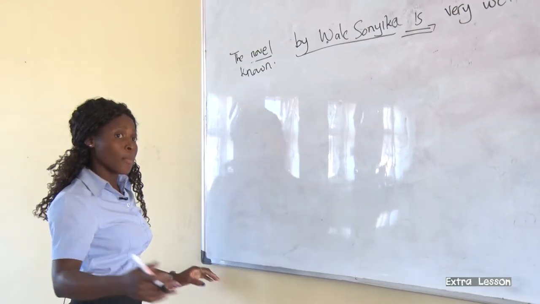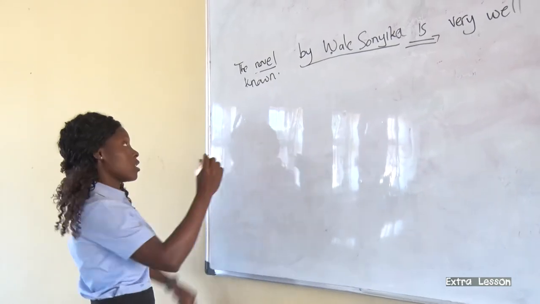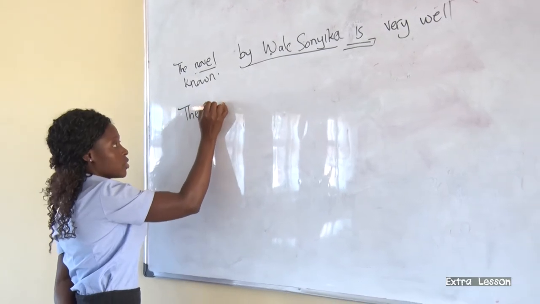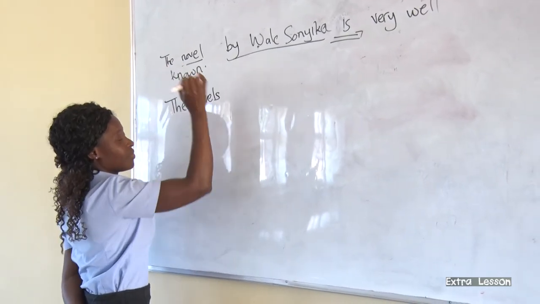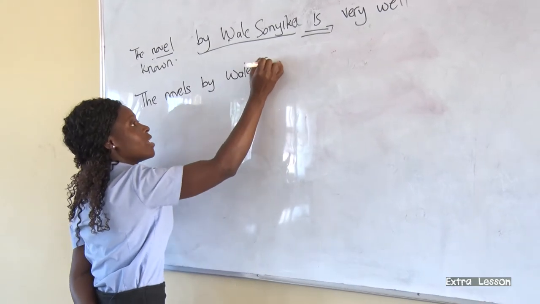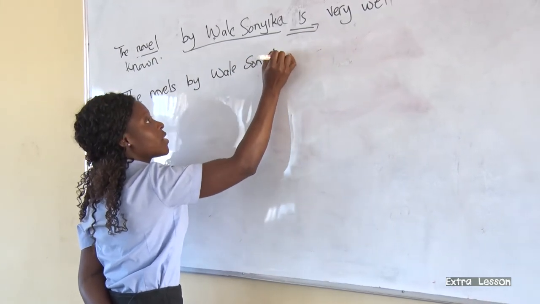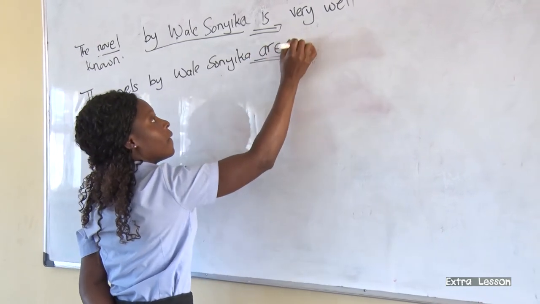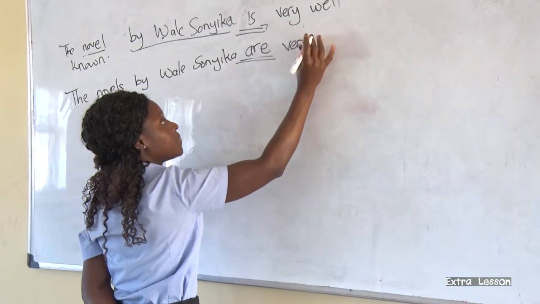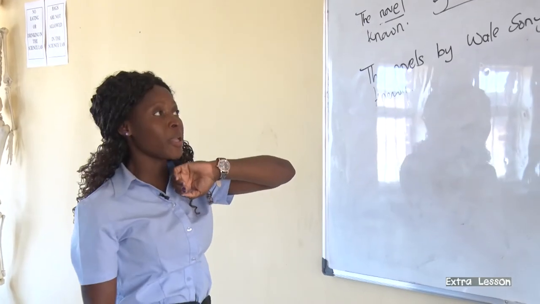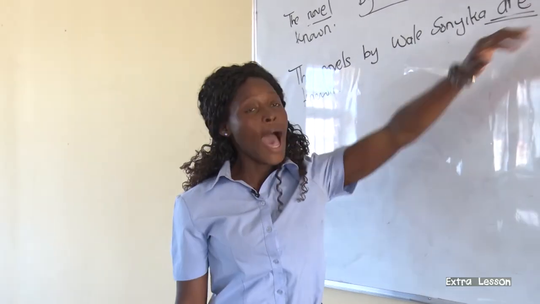Say we are talking about five or six novels written by Wole Soyinka, we say the novels by Wole Soyinka are very well known. Novels is now in plural, so we use are.